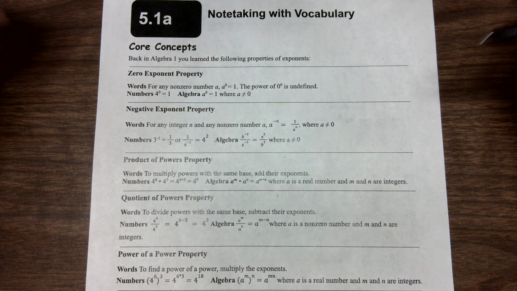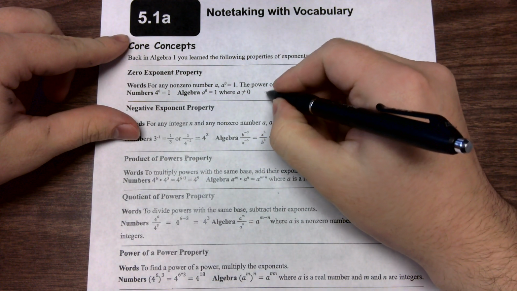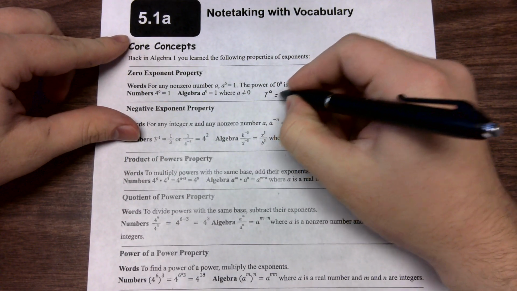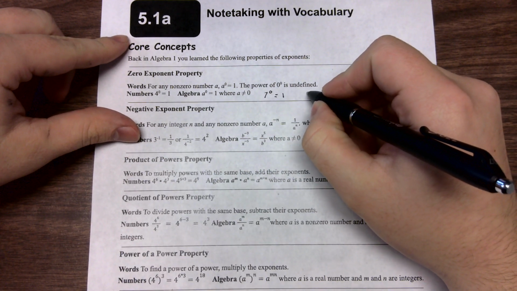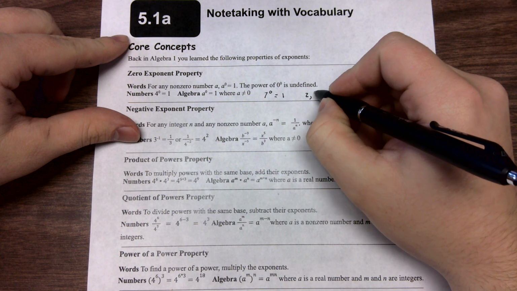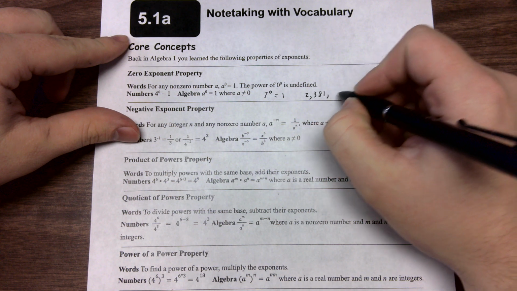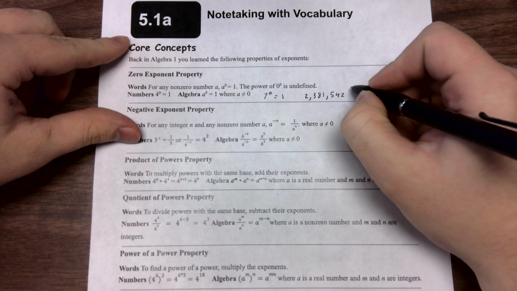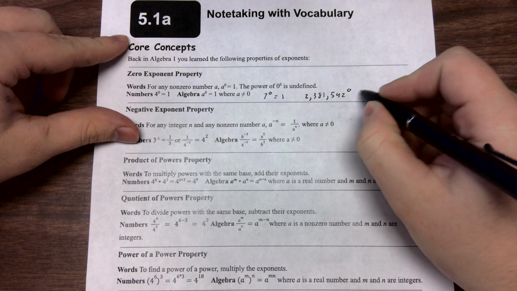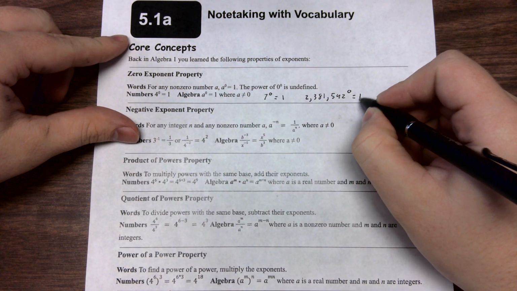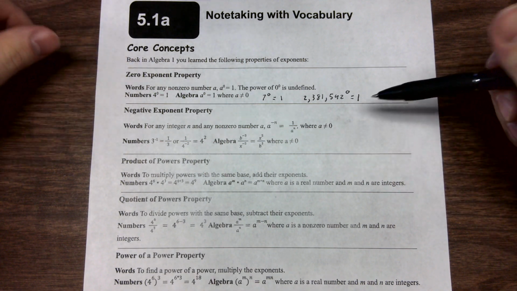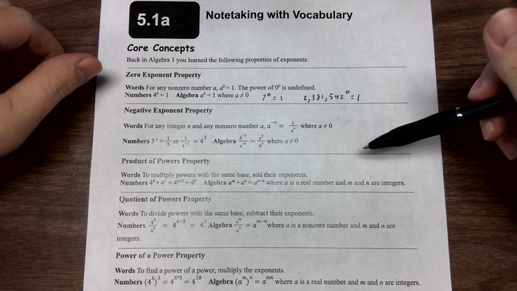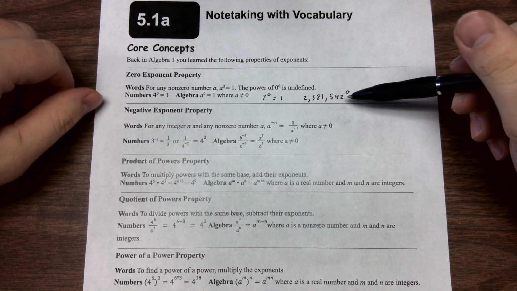This is true for any number where a is not 0. So we could take other examples. We could take 7 to the 0 power, and it would be equal to 1. We could take a larger number, 2,381,542. If we take it to the 0 power, it's still just equal to 1. So no matter what number it is, as long as it's not 0, it's going to be equal to 1 if it's to the 0 power.